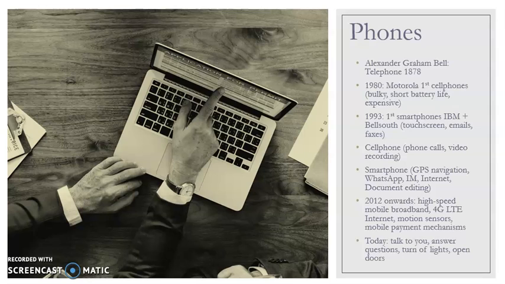Smartphones are not limited to capabilities such as having internet access or being able to edit a document. They have the ability to interpret and decipher information from a quick response or QR code, which may be found on the packaging of a product, for example. Most smartphones produced from 2012 onwards also have high-speed mobile broadband 4G LTE internet, motion sensors, and mobile payment mechanisms.